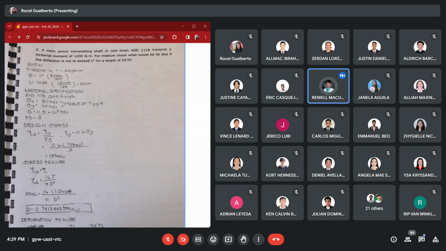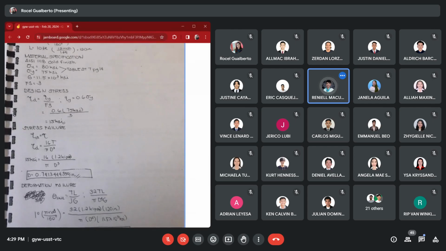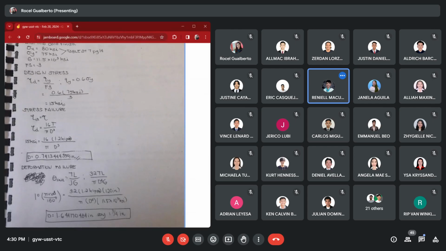So ang inasyon ko po, solid po siya. Kaya po ang ginamit ko po ay tau D is equal to 16T over pi D cube po. Then sinubstitute ko po yung value is equal to 15 KSI times 16 times 1.2 kip-inches over pi D cube. Thus po ang D po is equal to 0.7413444359 inches.